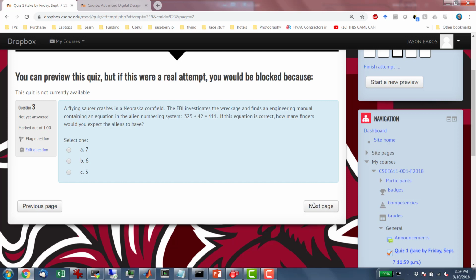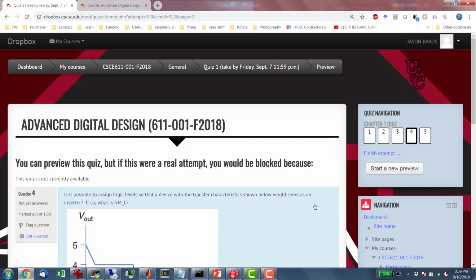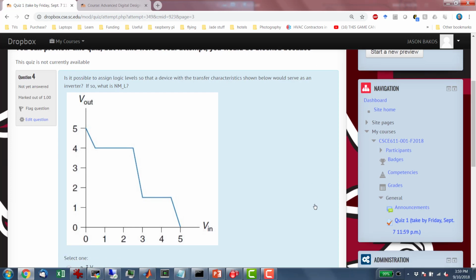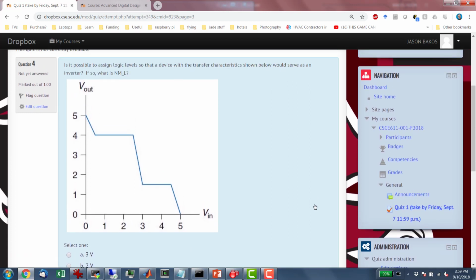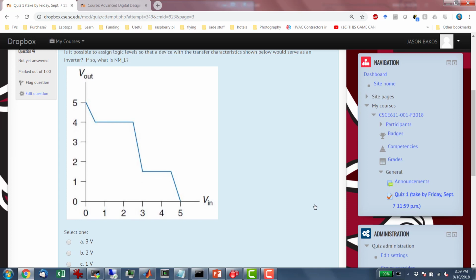Okay, this one I had several questions on, and so first of all, the question's a little janky because it says, is it possible to assign logic levels so that a device with the transfer characteristics shown below would serve as an inverter? Well, you can't really answer that question. So I guess the assumption there is it can, right? And then it says, if so, what is the noise margin on the low side? So in order to solve this, you need to figure out what the high and low levels are on the output and what the high and low levels are for the input, okay?